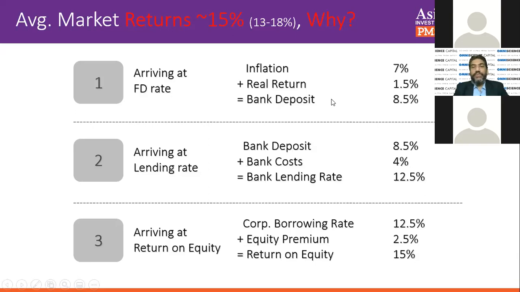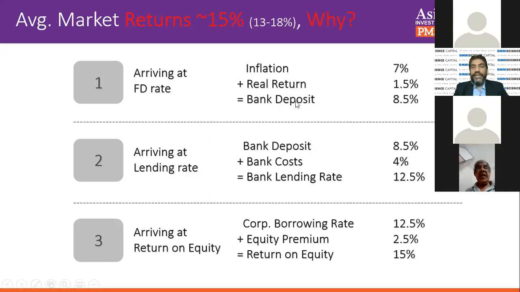Now, when the bank takes money from you, it cannot magically give you this return. It has to earn the returns from somewhere. So effectively, the bank is just a fund manager, and the cost of their deposits is 8.5%. The bank's own costs are around 4%, and they need to lend at at least a 12.5% rate, and only then will they be making profits. So they lend at 12.5.